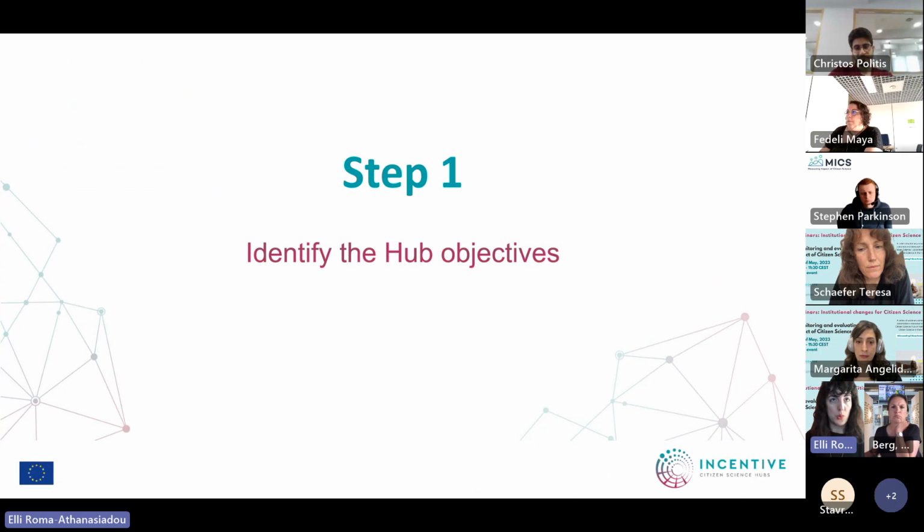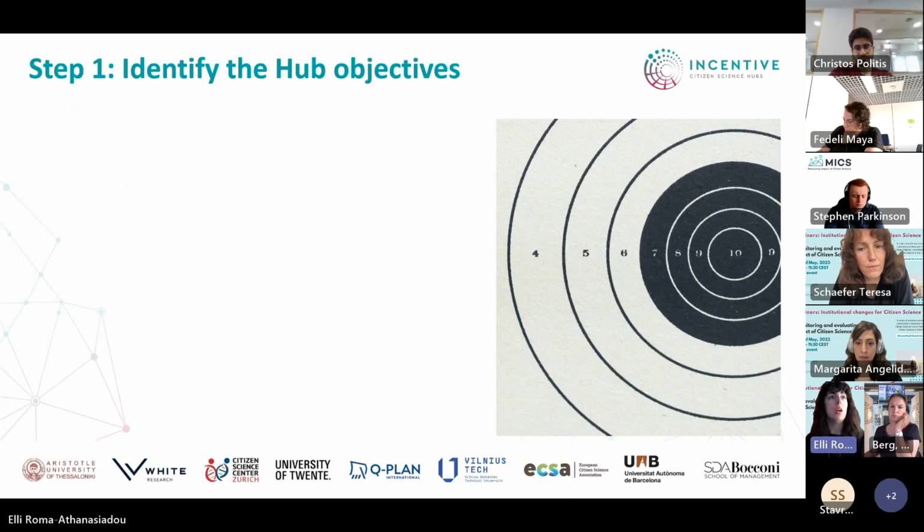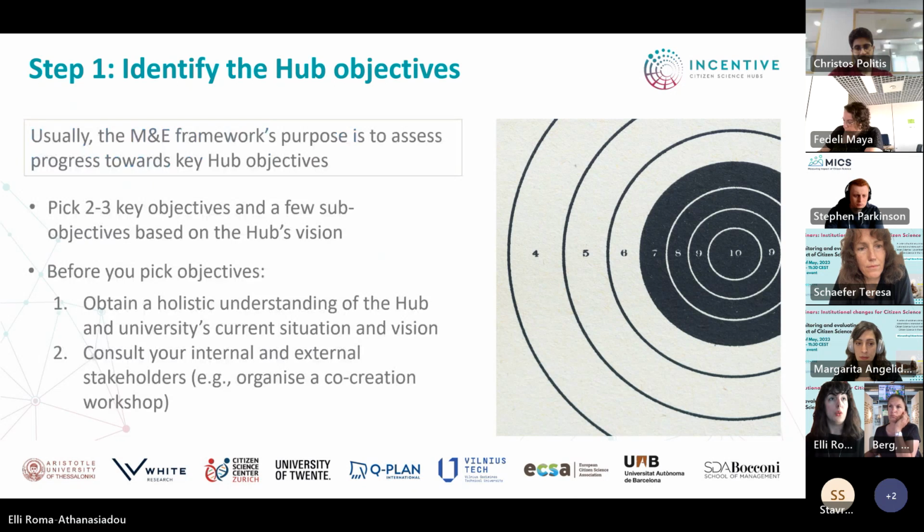Now, let's begin with the steps to create a monitoring and evaluation framework. The first step is to identify our citizen science hub's objectives. Usually, the purpose of a monitoring and evaluation framework is to assess the progress towards key citizen science hub objectives. So we will need to pick 2 or 3 key objectives, and of course also have some sub-objectives within these key objectives that will help us later see what indicators we will need.